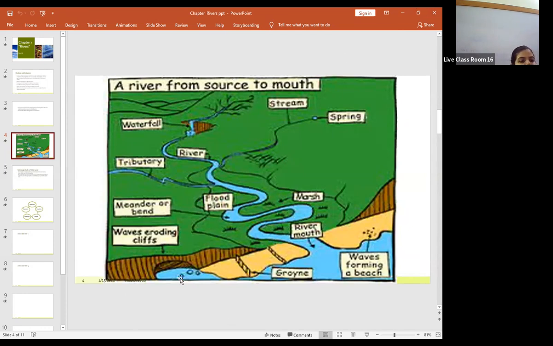Tributaries, floodplain, marsh, river mouth, waves forming a beach. So basically, it's all about a river from source to mouth.